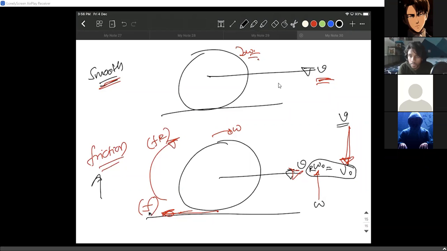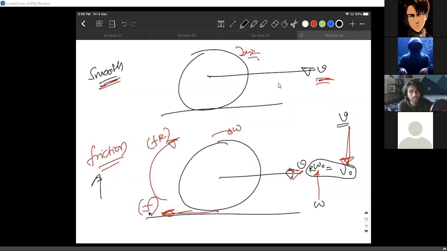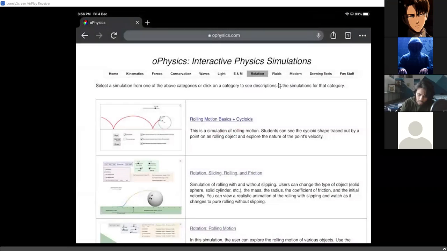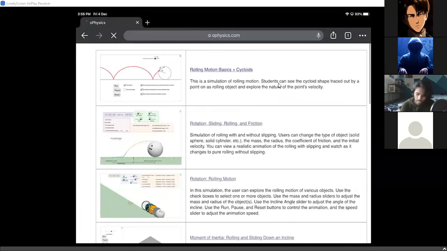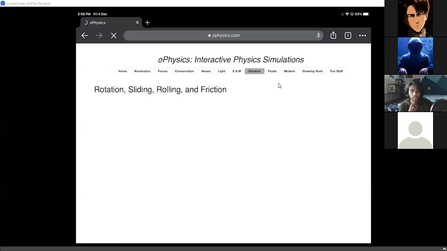Aditya, what is it? Sir, this is the case when we throw a bowling ball. For the initial moment it will only slide, and after some time it starts rolling. Exactly. In bowling, I have this example. I'm not sure if you have seen this simulation on the website. See this simulation.